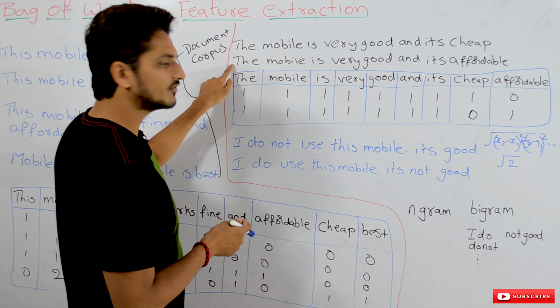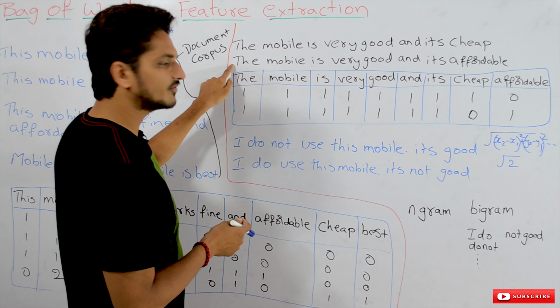Now we will calculate the distance between these two data points. How to calculate distance between two data points? It's the square root of (x2 minus x1) whole square, plus (y2 minus y1) whole square, plus (z2 minus z1) whole square. The important point to understand here is, if we have similar words, 1 minus 1 is 0, 1 minus 1 is 0. If you don't have similar words, what will happen?